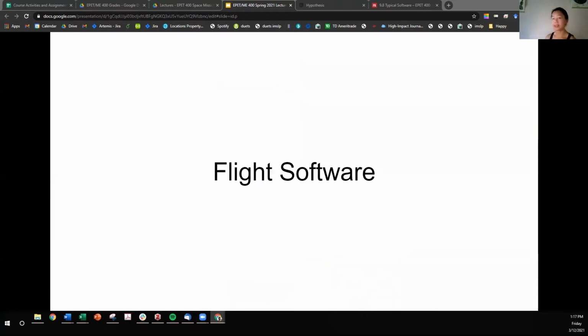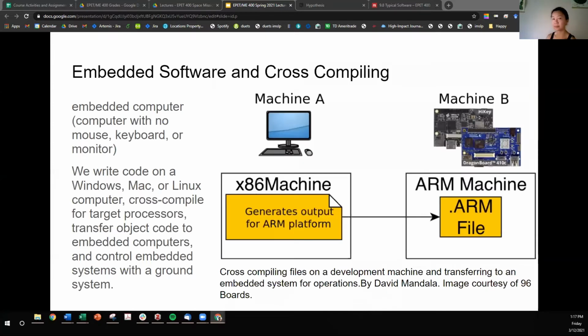All right, let's dig into the meat of this lecture. So, flight software. Flight software falls under the categorization of embedded software. Embedded software is loaded onto an embedded computer, and what that means is an embedded computer has no mouse, keyboard, or monitor. So unlike this laptop that I'm presenting on and this monitor that I'm also transmitting on, I'm interacting with it through a keyboard.